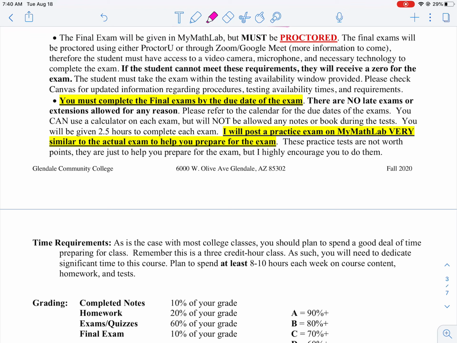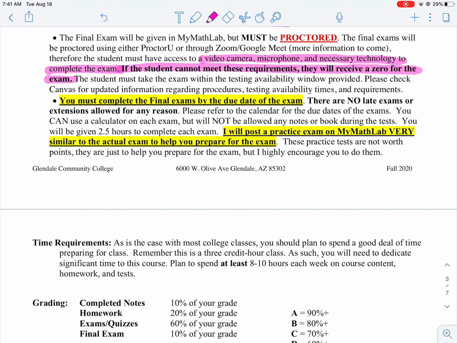but you need to make sure that you have access to a video camera, microphone, and the necessary technology to complete all of your chapter exams and the final exam. If you cannot meet these requirements, then you will receive a 0 for your chapter exams and your final exam. So if you don't have this technology or you're not comfortable with it, then I need you to make sure that you sign up for a different class. Because for my class, I want those exams to be proctored, the 5 chapter tests and the final exam. Okay?